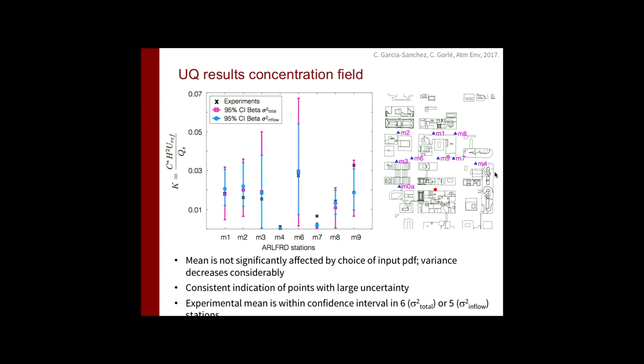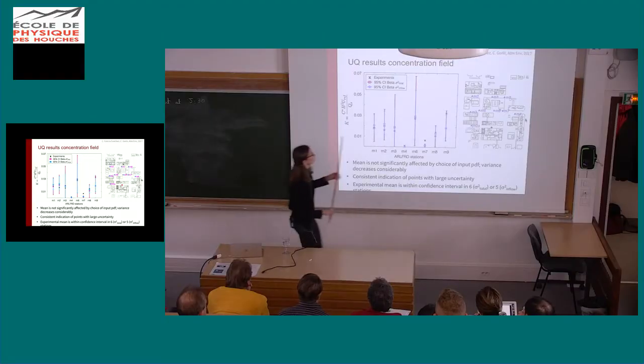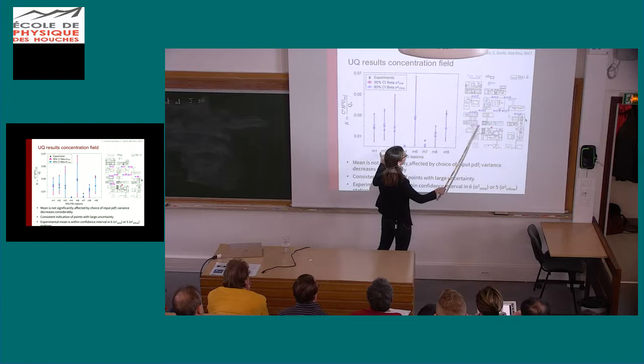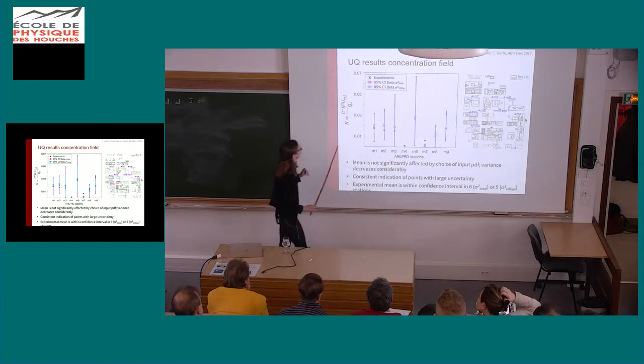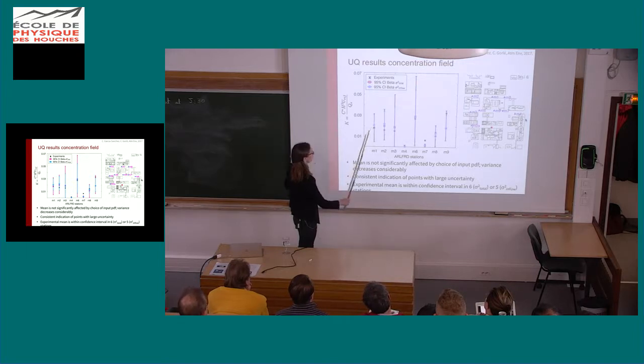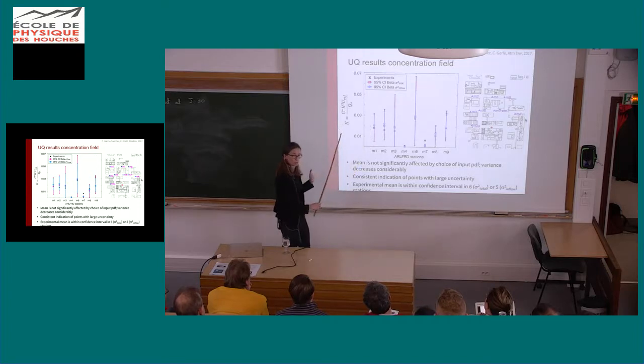Okay, so the results that we get for the concentration field: you see here a map of Oklahoma City. This is the source, and then we have 9 sensors distributed, but this one was not operational during our experiment. So we have these 8 sensors in the downstream region. This is non-dimensional concentration for the different stations. The black crosses are experiments, and then we have two results from the UQ study. The magenta one is the one where we use the large variance, and the blue one is the one where you use the variance that only corresponds to what we call the larger scale inflow variability.